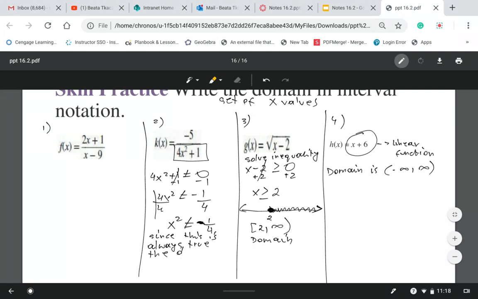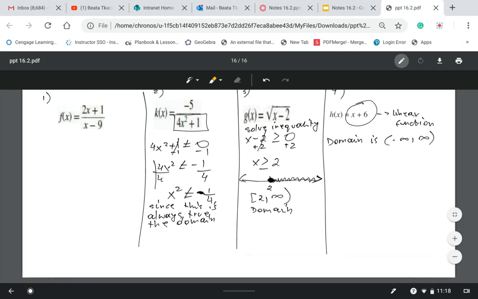Since this is always true, the domain is the set of all real numbers, which means from negative infinity to infinity, because we need to express the answer using interval notation.